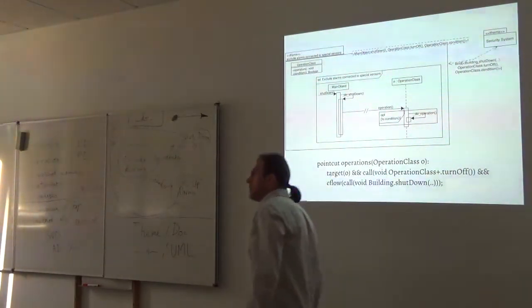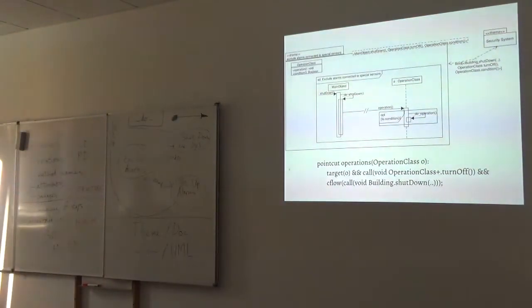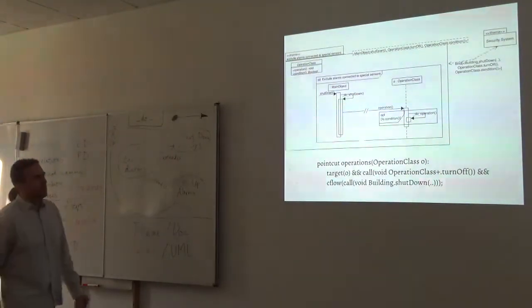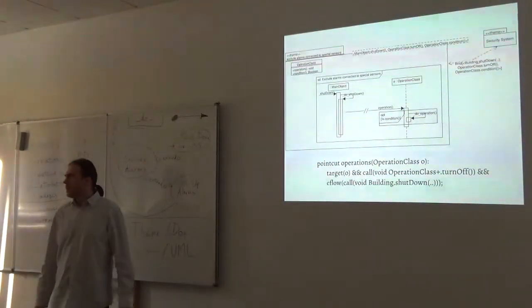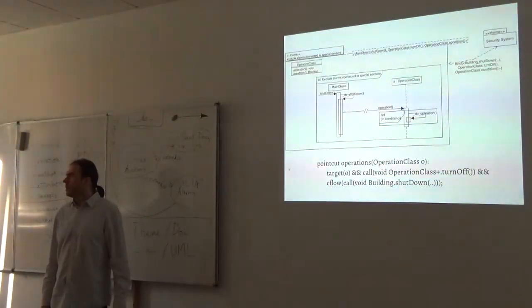Yeah? Yes, I know it was explained, I heard it, but I'm not sure I understand it. Like, why is there the plus sign after the void operation class? Plus sign, so turn off. Like, I tried the example without the plus sign and it didn't work, and I'm not quite sure why.